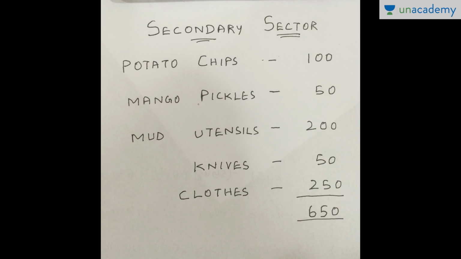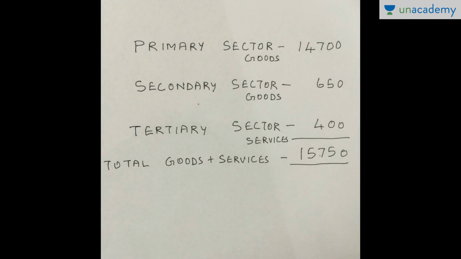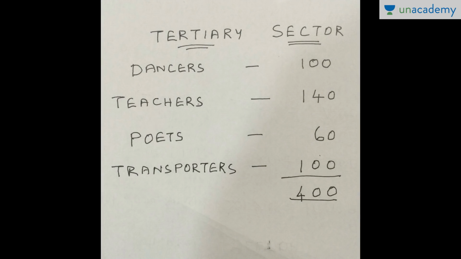Then let's move on to the third sector, tertiary sector. Tertiary sector, you know, is service people. There won't be goods and all, only services we can get. Some people have got dance, it seems quite popular at that time. 100 silver coins some dancers have earned, 140 silver coins teachers have earned, poets have earned around 60 silver coins in the said time period. Again, transportation is another service sector, 100 silver coins. So altogether 400 silver coins.